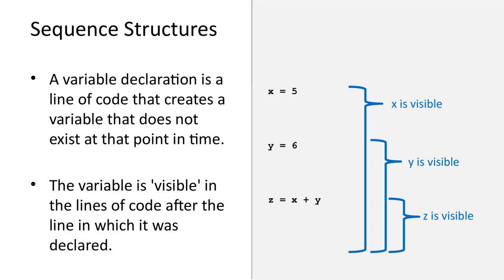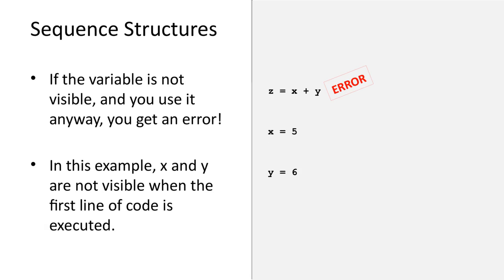So far, we have used a simple rule for variable visibility. We have said that the variable is visible in the lines of code after the line in which it was declared. If you use a variable before it is declared, then you get an error. So far, this simple rule has been okay. But now that we are using explicit control flow constructs, we will need to modify it. We need to understand variable scope in more detail.